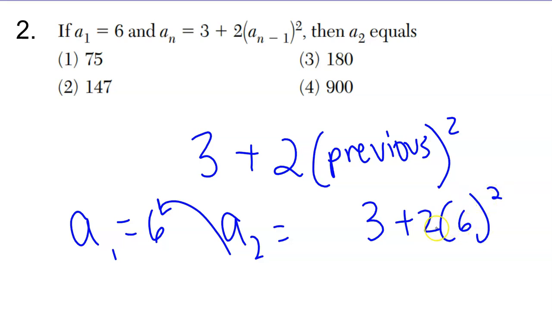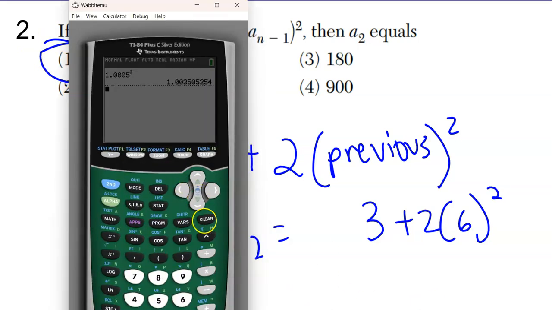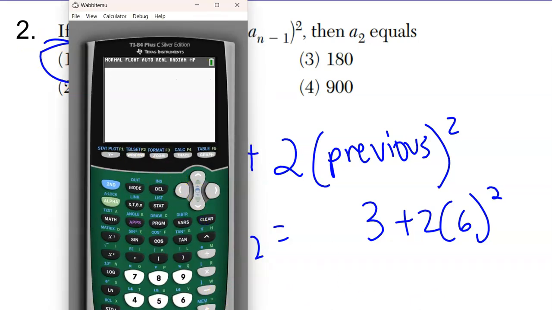36 times 2, 72 plus 3, 75. But I would turn my calculator on, and I wouldn't try and do that in my head because I don't want to make a mistake. And I would simply type exactly what I see on my paper here. Right, just like that. There we go.